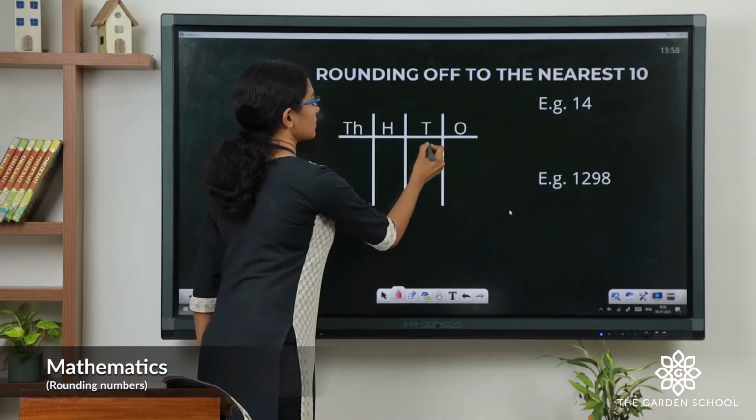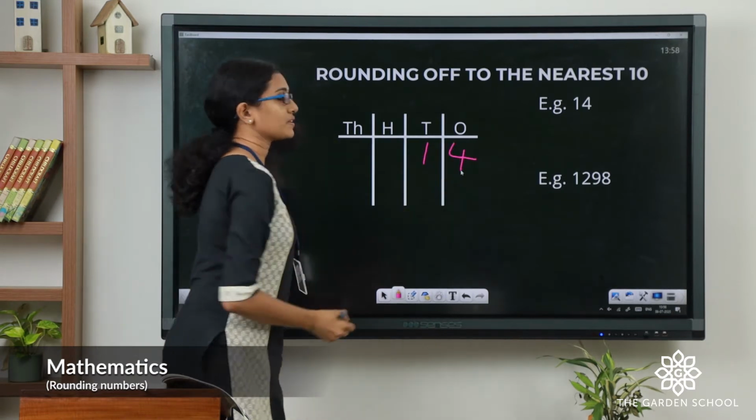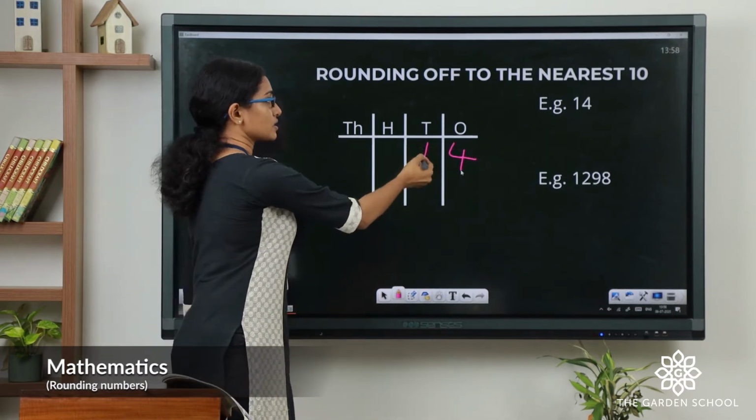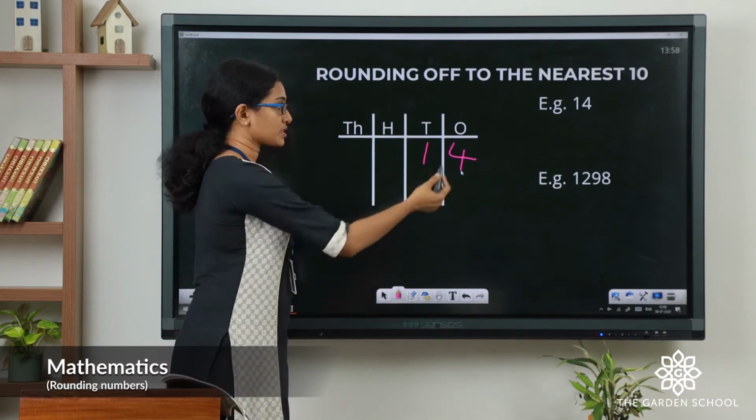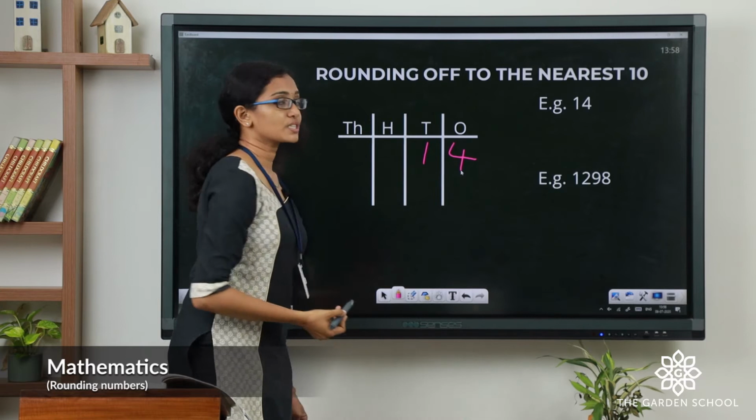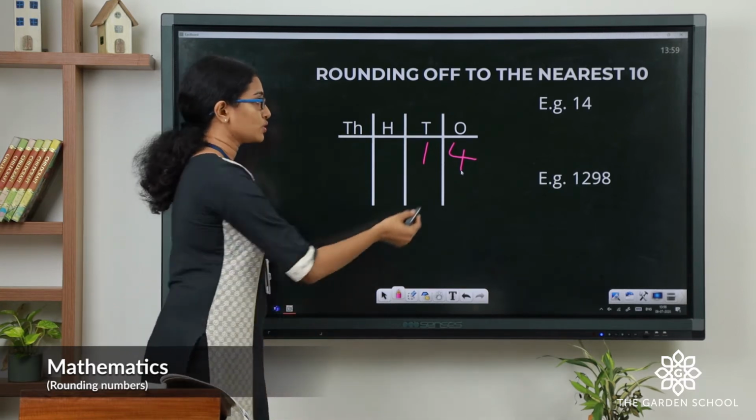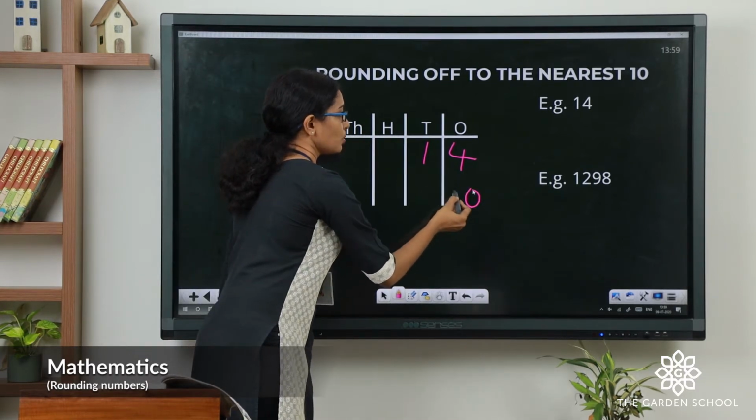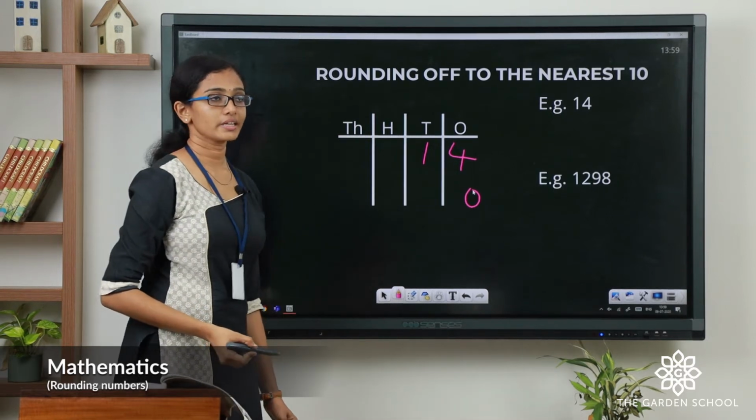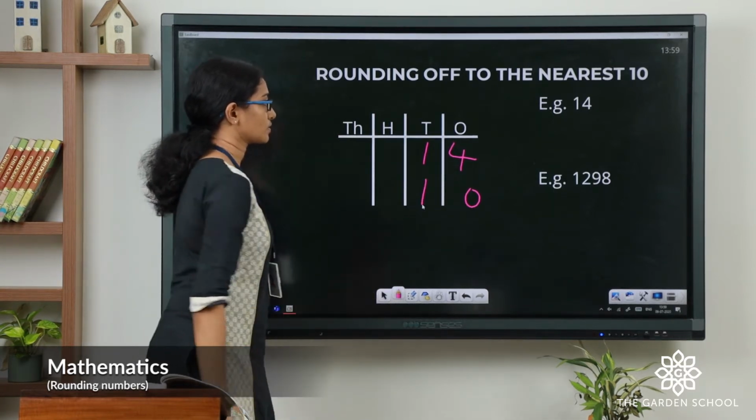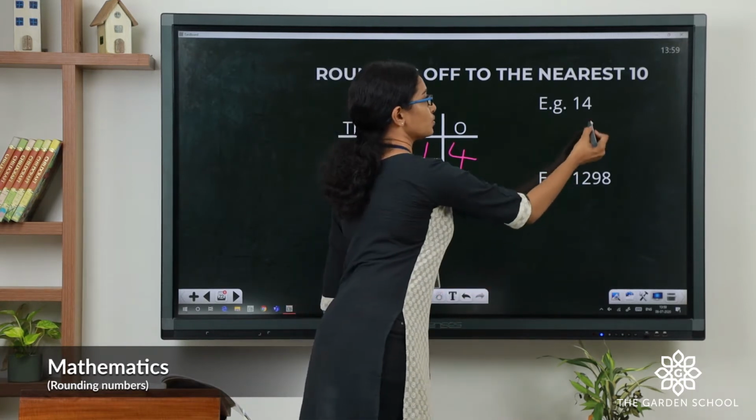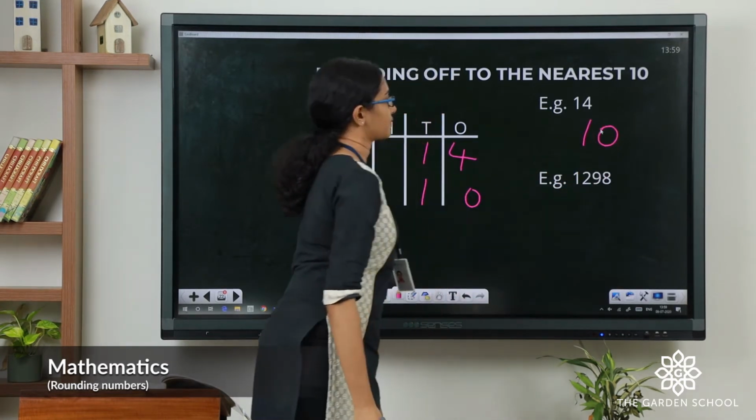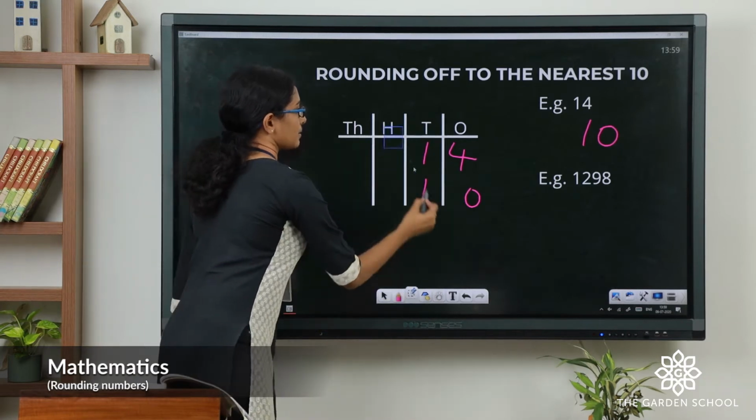Look at this number 14. Here the rounding digit is the tens digit. So, we have to check the digit to the right of the rounding digit, which is the ones digit. So, here the ones digit is 4, which is less than 5. So, we just change it to 0 and the tens digit remains the same. So, 14 rounded off to the nearest 10 will give you 10. Let's see the next example.